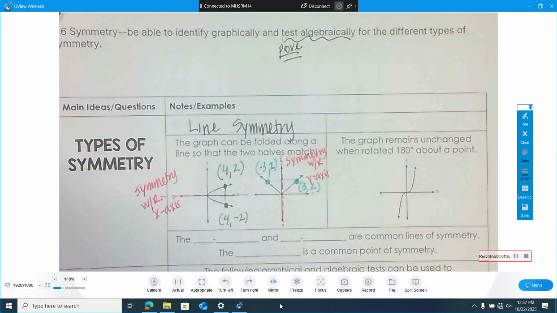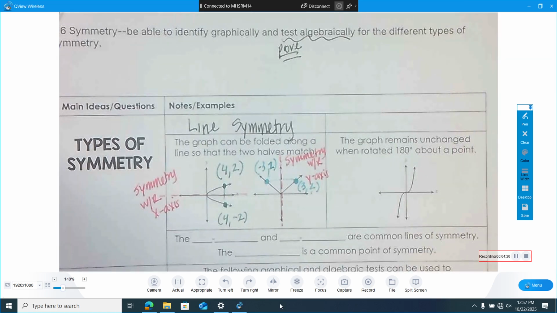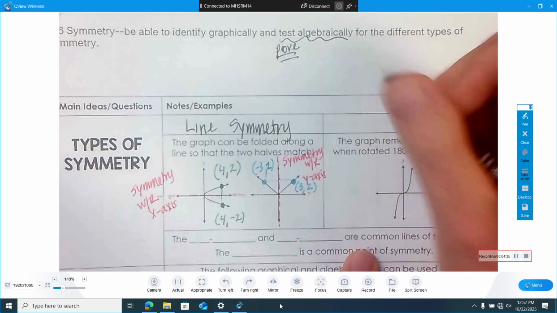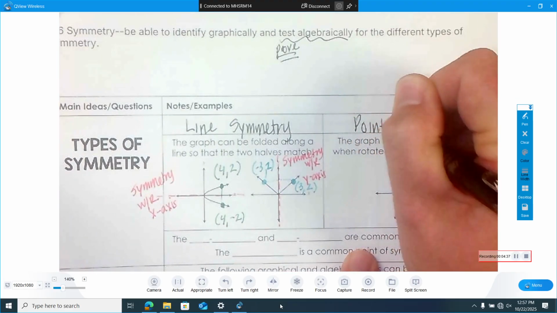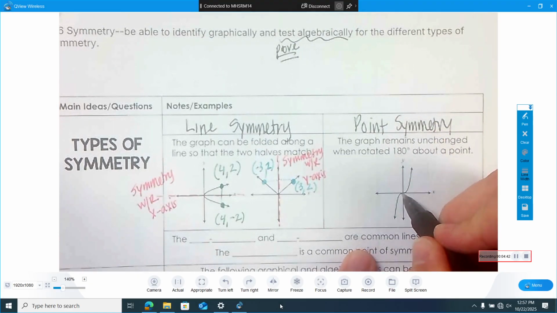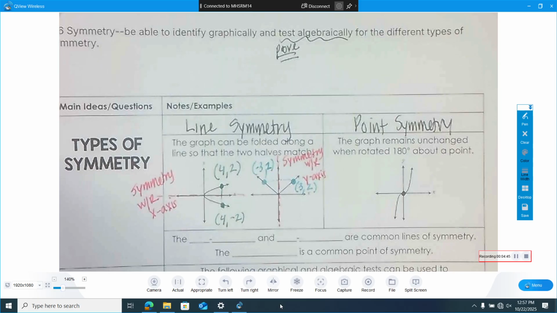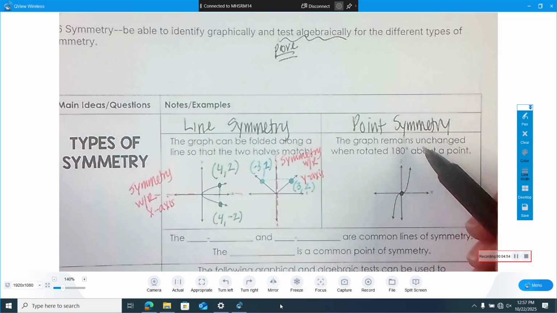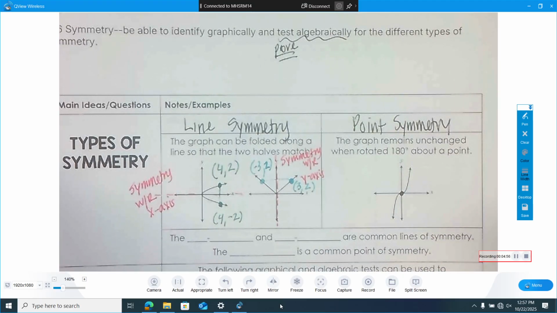Okay. Now, not only do we have line symmetry, or symmetry with respect to the x and y-axis, but we also have point symmetry. And the point that we usually rotate around is the origin. So a graph remains unchanged when rotated 180 degrees around a point. The origin, for instance. This is an example of a curve that has symmetry with respect to the origin.